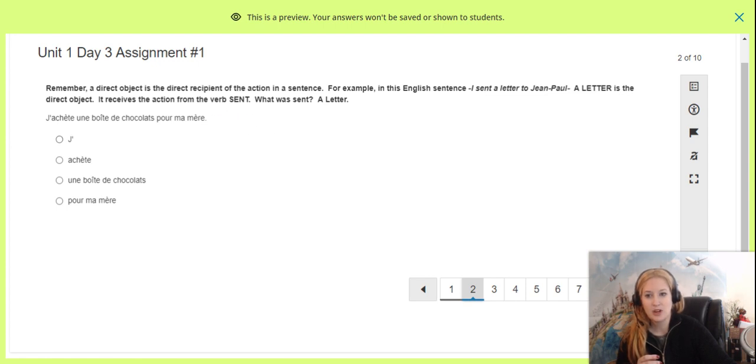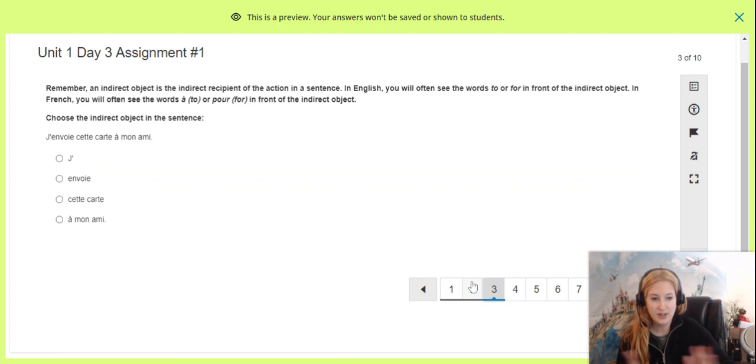Okay, so next we are again choosing the direct object. J'achète une boîte de chocolat pour ma mère. I'm buying a box of chocolates for my mother. What's the action? Buying. What is being bought? A box of chocolates. So a box of chocolates is going to be our direct object.